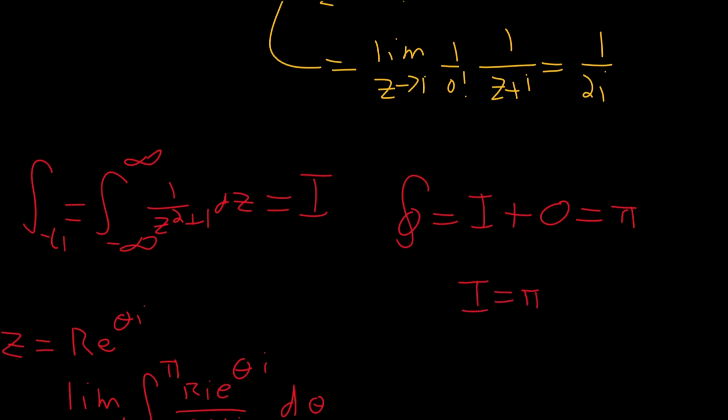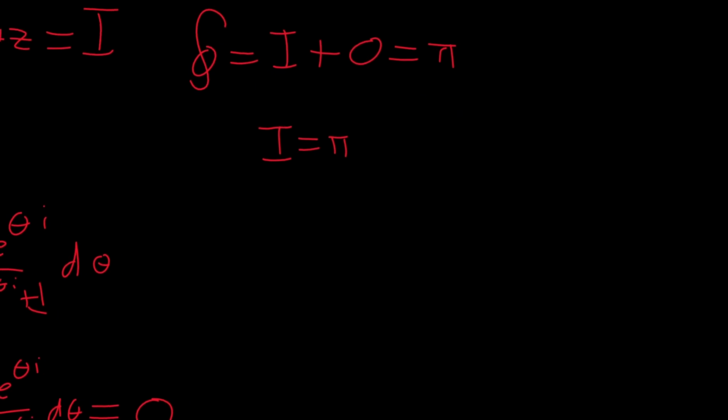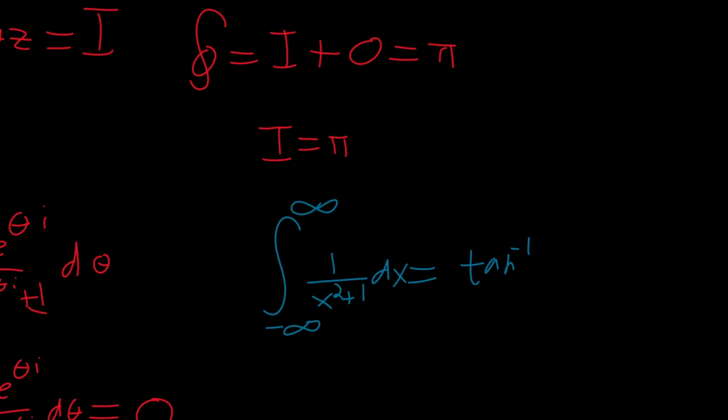Does this make sense? Well, we can check this quite easily for this integral right here. We can say the integral from negative infinity to infinity of 1 over, say, x squared plus 1 dx. I'm using x's because we're not going to do any complex stuff with this. This is just equal to inverse tangent of x evaluated from negative infinity to infinity, which is just pi over 2 minus negative pi over 2, which is equal to pi. Boom! We did this integral using complex analysis.